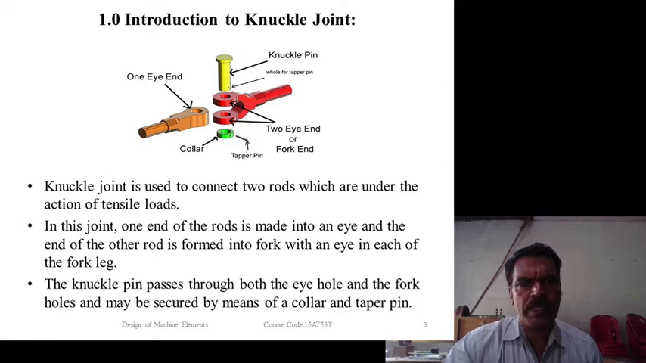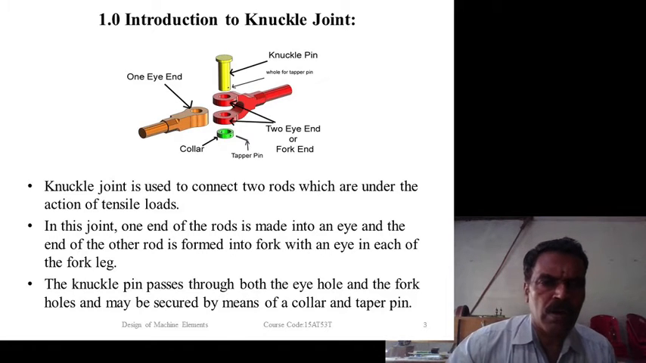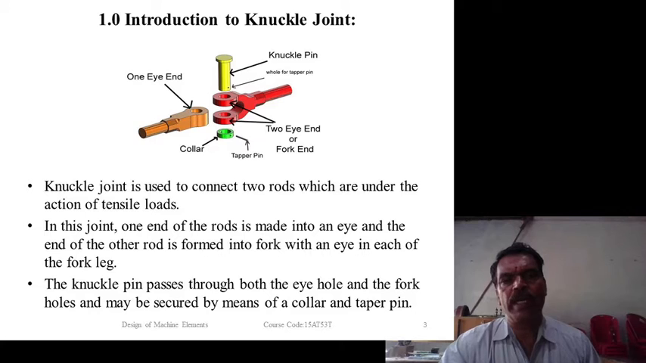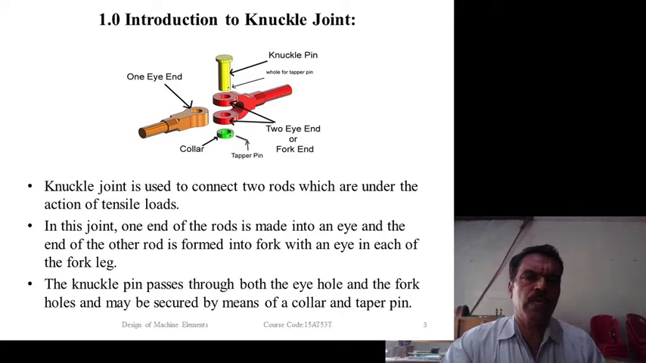After that we can place the knuckle pin. After inserting the knuckle pin, collar is going to be inserted or placed. After that we can place the taper pin or cotter pin. So after that it will get assembled. So like this the whole complete knuckle joint is going to be assembled.